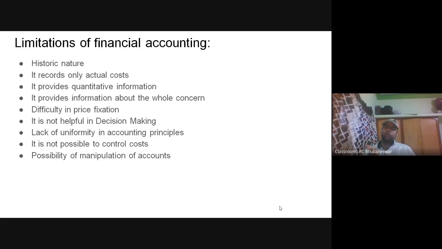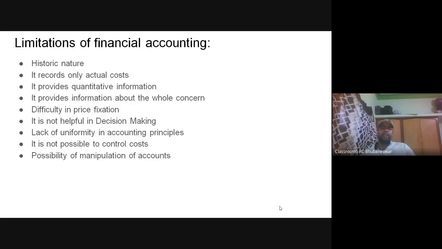So due to the existing limitations of financial accounting, it has been observed that we should have several other advancements in the accounting field which will eradicate all these limitations. So everywhere when some advancement has been done, it is based upon the limitations of the previous part. So here also the same happened. So due to the existing limitations of financial accounting, cost accounting and management accounting, the advancements came.